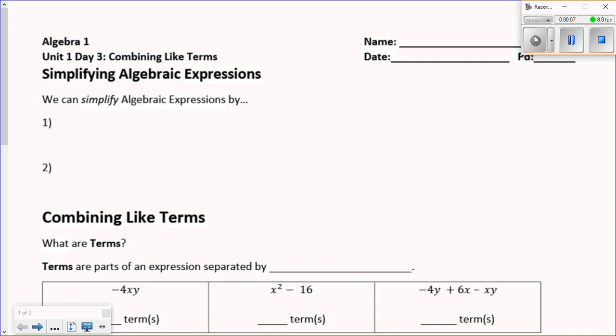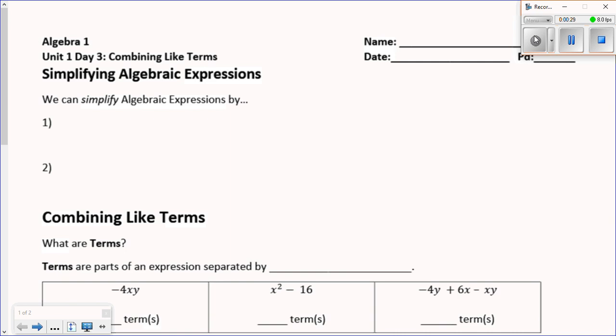Today we're going to talk about combining like terms. I know this was already in your summer packet. You got a little intro into what terms are and everything like that, so a lot of it's going to look very familiar. There are a couple problems that we added onto it, so make sure you complete everything. But this is basically how we're going to simplify algebraic expressions.